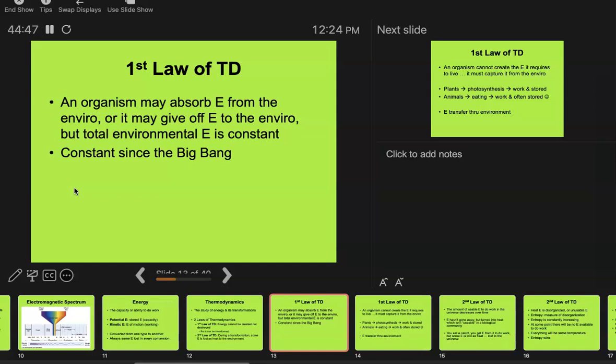And if you're really paying attention, you're saying, wait a minute, how can it be constant if there's always some loss? You're right. Thank you for paying attention. That doesn't invalidate the definition. The physicists will say, yeah, we know. Just stick with us.